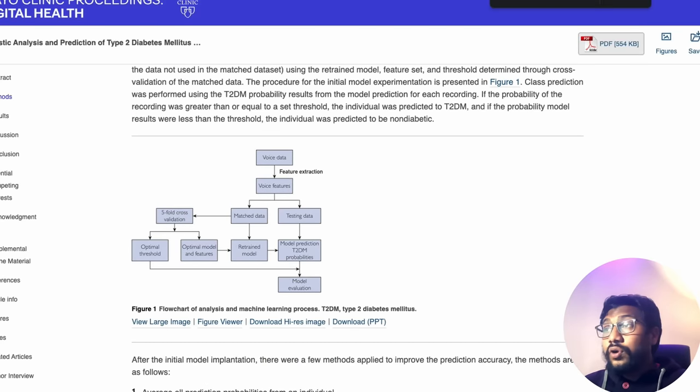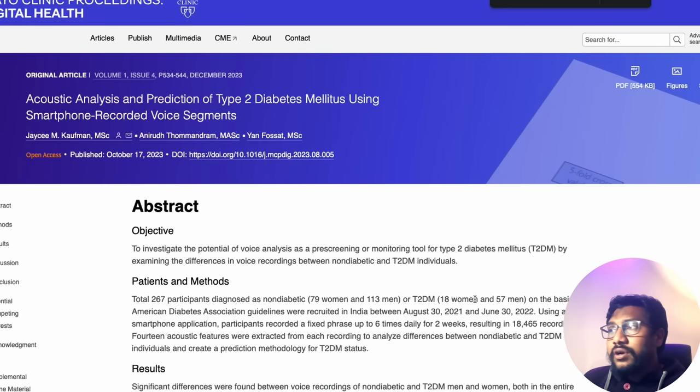They've used a five-fold cross validation. So it gives me more trustworthiness when I see this data that they're not just simply overfitting. So it's a very simple architecture, to be honest. Voice data comes in, they extract the features and they build the model, and then they do the model evaluation.